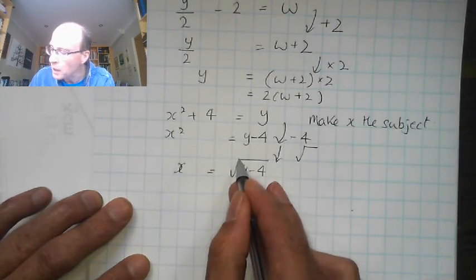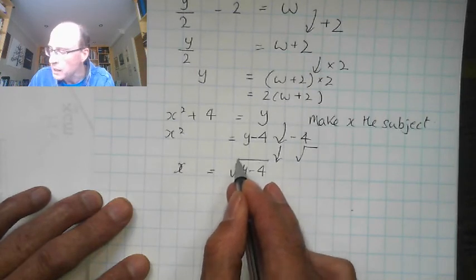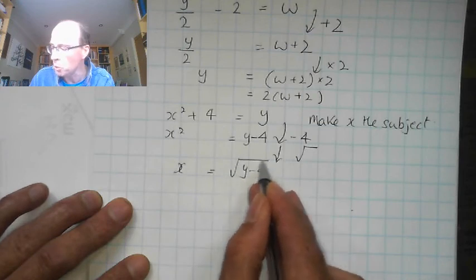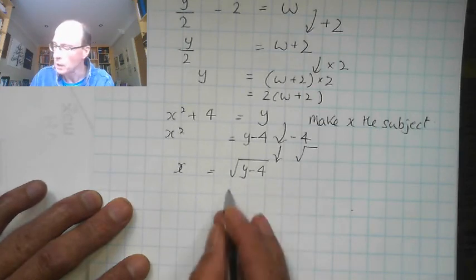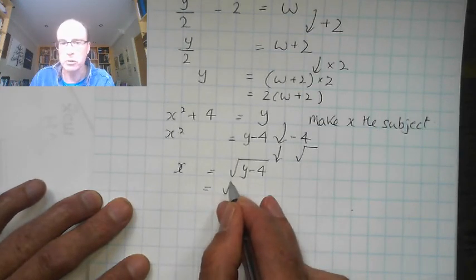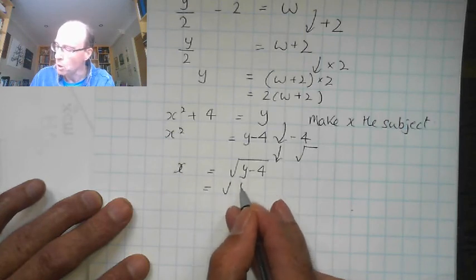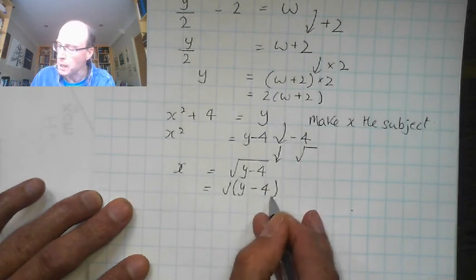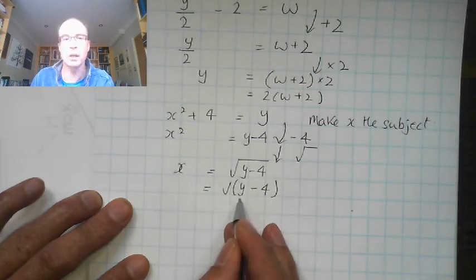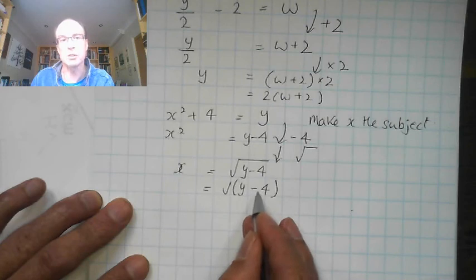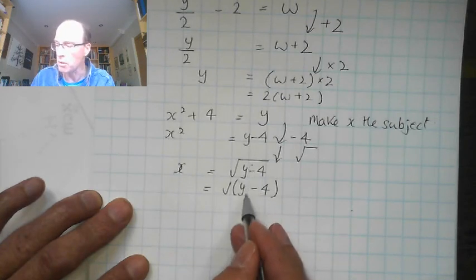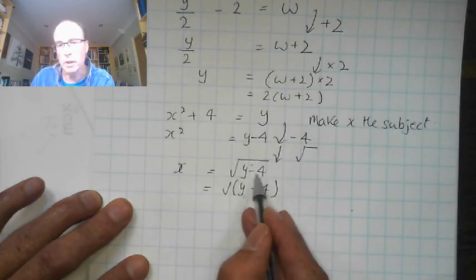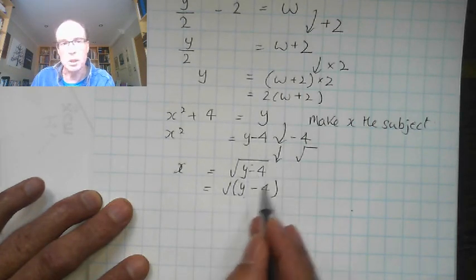I've written this as a large square root sign. That tail must cover everything that I want to square root. It must go all the way over my y minus 4. I could have written it as square root of y minus 4, but if I do that I must make sure I've got some brackets in, because I'm not just square rooting my y, I have to take the 4 away first and then square root it. So either of those are fine. If you're writing it with a square root, it must cover all of that y minus 4. Otherwise, put your brackets in.